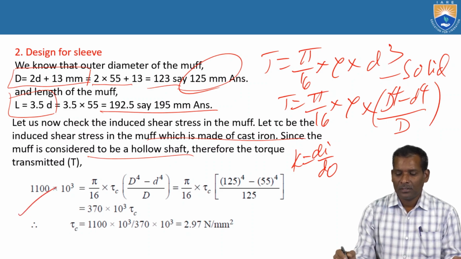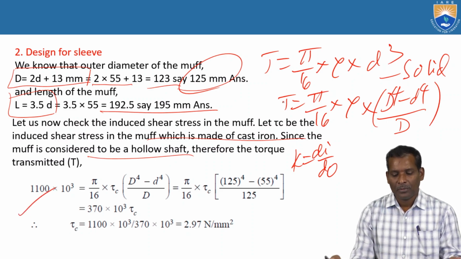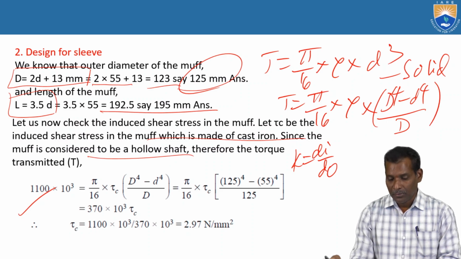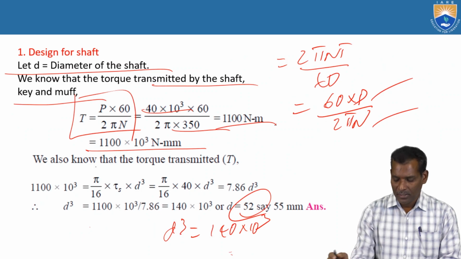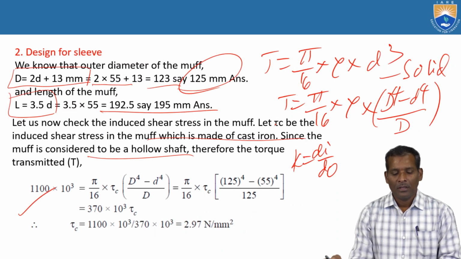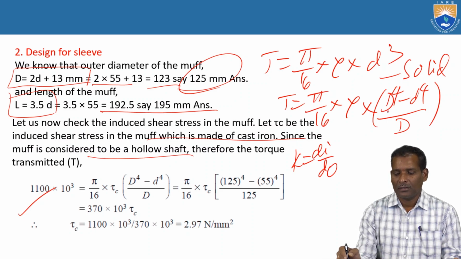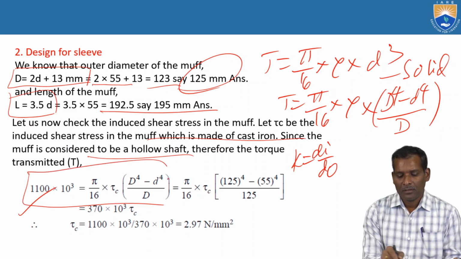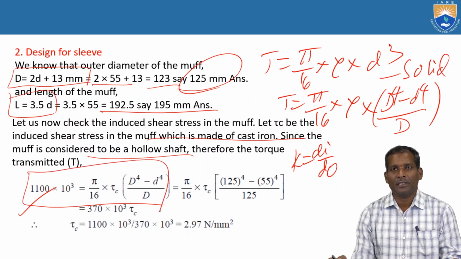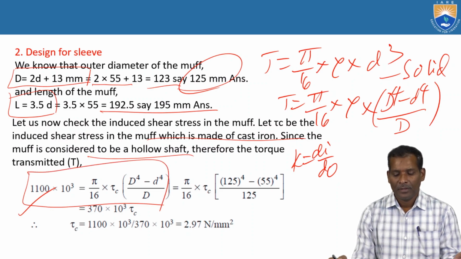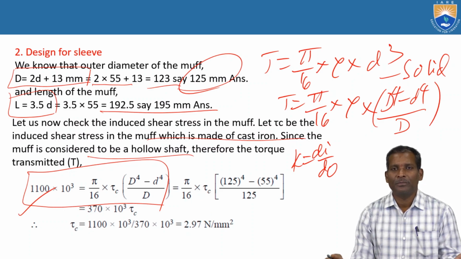The torque T obtained is 1100 Newton meter, but convert it into Newton mm. So 1100 into 10 to the power of 3 Newton mm. Substitute in this equation. The shear stress for the cast iron material needs to be calculated, but don't substitute the given value. The given permissible value is 15.